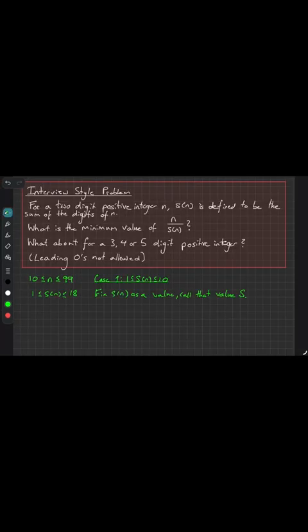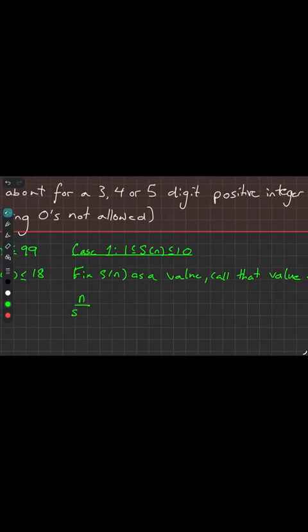And once we fix that value, we then have that the expression n divided by s of n is just the same thing as n divided by s, where s is fixed. Okay? So, for example, I might be considering the case where s of n is equal to 8, in which case this s here is 8. So at this point then, we have to basically minimize the value of n, right?